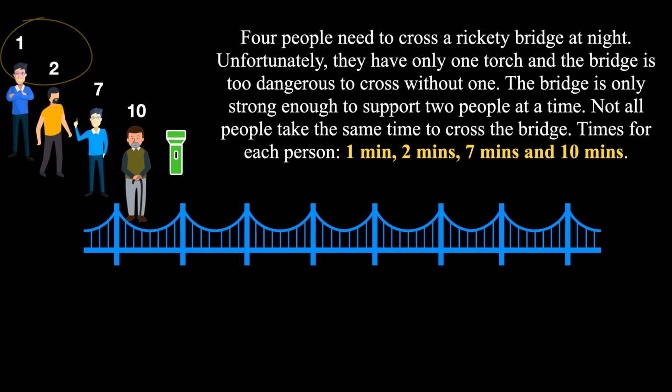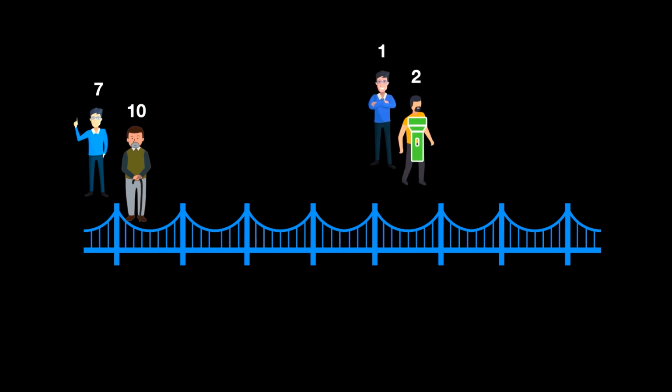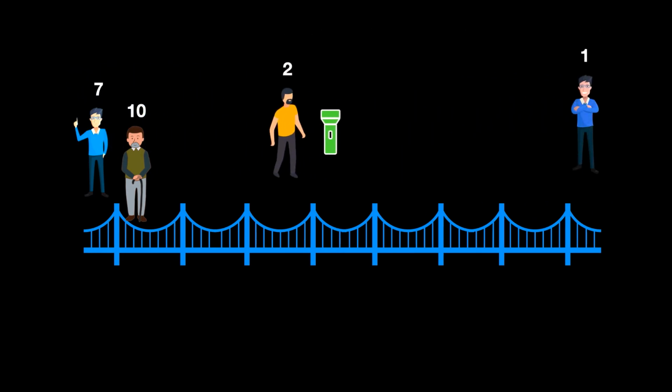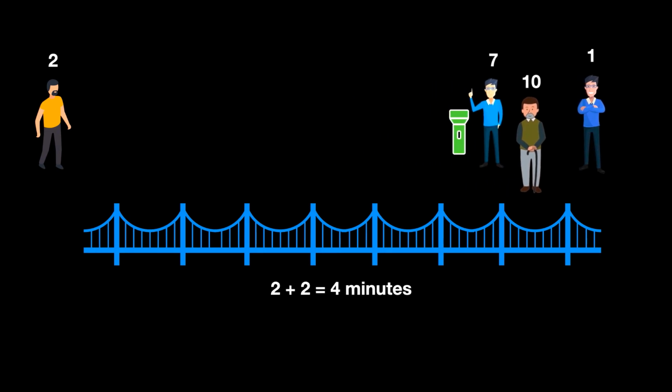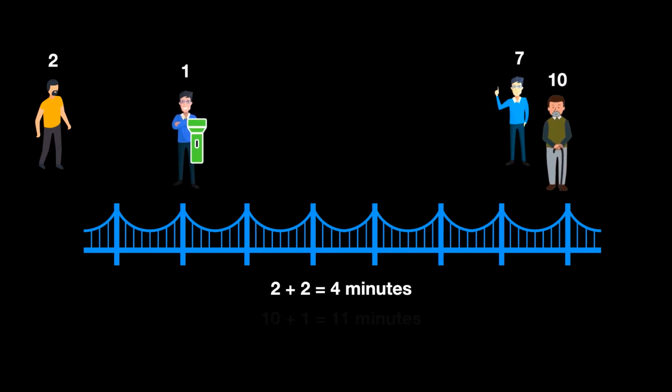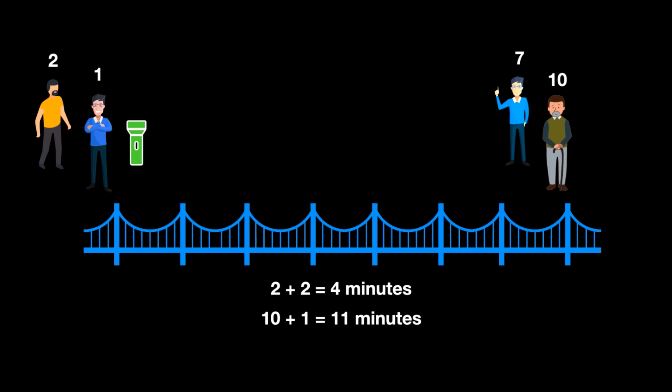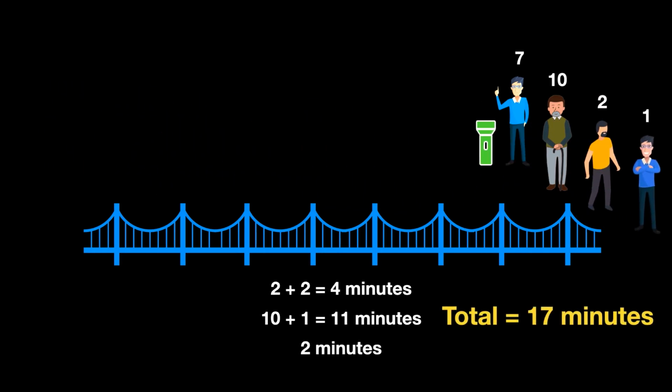Let's come to the conclusion. So in the first step, 1 and 2 cross the bridge and 2 returns with the torch. Here time taken is 2 plus 2 equals 4. In the second step, 7 and 10 cross the bridge and the one who was already on the other side comes back. Here time taken is 10 plus 1 equals 11. In the final step, 1 and 2 cross the bridge. Here, time taken is 2 minutes. In such a manner, the total time taken will be 2 plus 2 plus 10 plus 1 plus 2 equals 17 minutes.